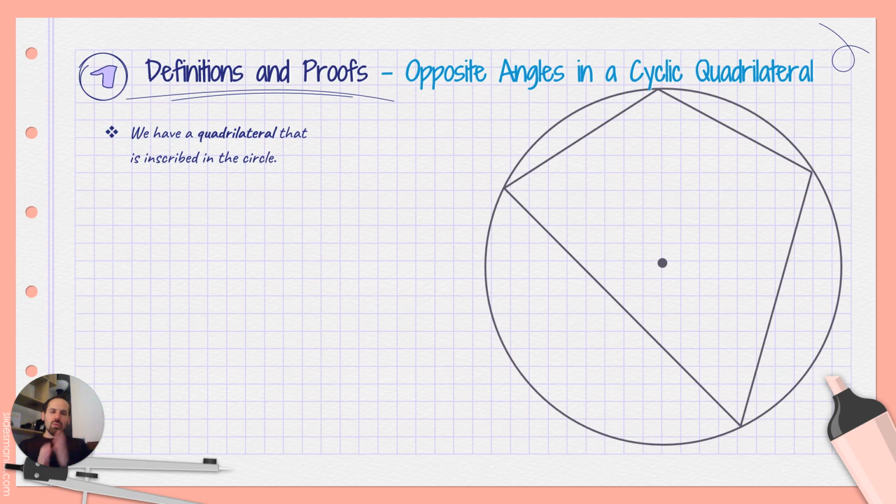And so, what we're trying to prove here, I haven't put it in, but it's basically that the opposite angles of this quadrilateral will always add up to 180. No matter where these 4 points are, the opposite ones will add up to 180. So let's see how we do that.